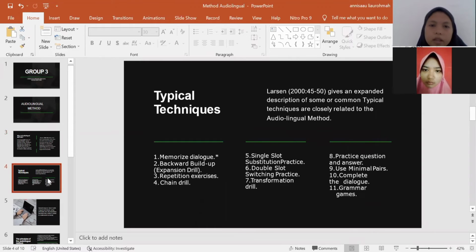Okay, at the next slide, typical techniques. Larsen 2000, pages 45-50, gives an expanded description of some common techniques closely related to the audiolingual method. Number 1, memorize dialogue. The student memorizes an opening dialogue using mimicry and applied role-playing.